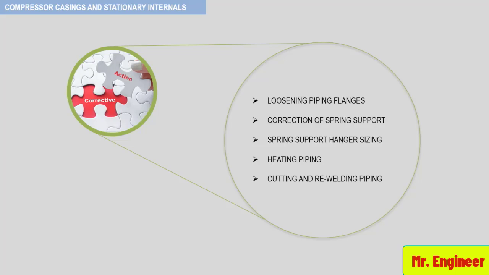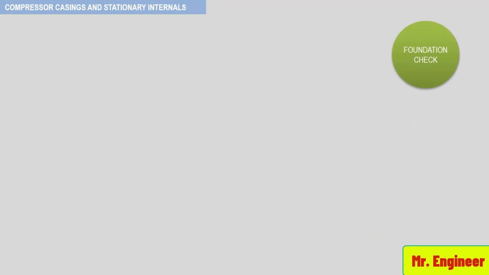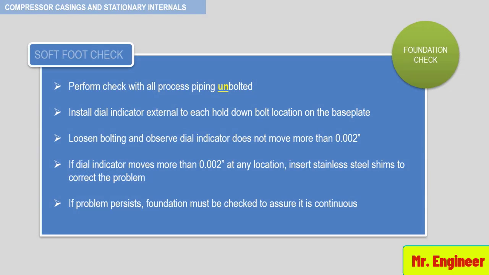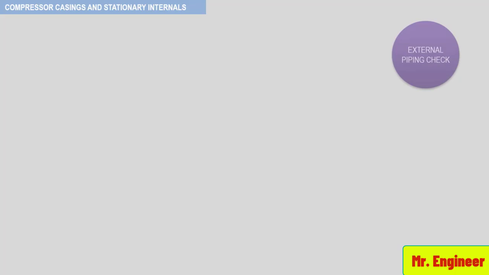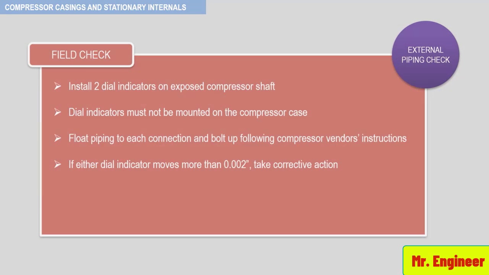The field check to make sure that the foundation is not exerting excessive force on the base plate is known as the soft foot check. The guidelines are shown here. The field check guidelines to make sure that the process piping is not exerting excessive forces on the compressor are shown here. These guidelines are available as a PDF downloadable file at the end of this section. So I strongly encourage you to take a look at them, examine the steps carefully, and feel free to ask us for help or more details in the Q&A section.